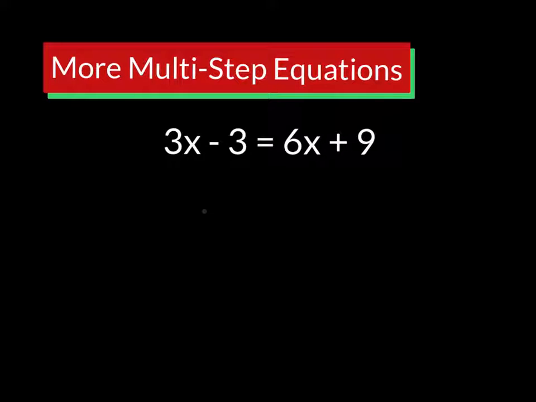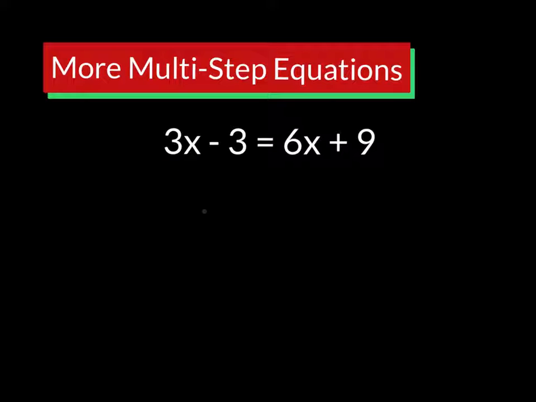And we want to have all the letters on one side and all the numbers on the other side. We're going to start by moving all the variables to the same side. Now it's easier to move the smaller variable, so to move the 3x over to the other side, because that way you're going to end up with a positive number as a result, and it's easier to work with positive instead of negative numbers. So we want to move the 3x.